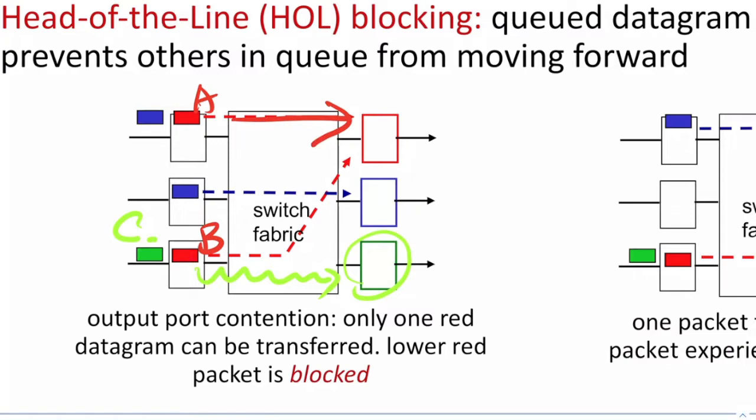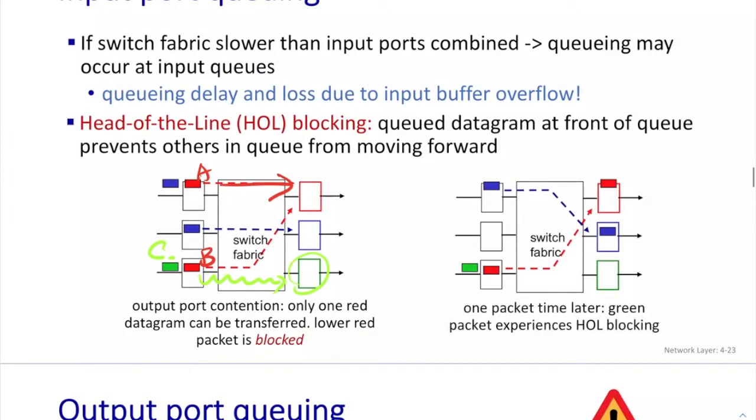So even if the output port, the green output port, is available right now, because of B, C cannot be forwarded before B. This problem is called head-of-the-line blocking. The datagram at the front of the queue prevents others in the queue from moving forward. So in this case, C is blocked, and B is blocked as well. So that is not a good situation.